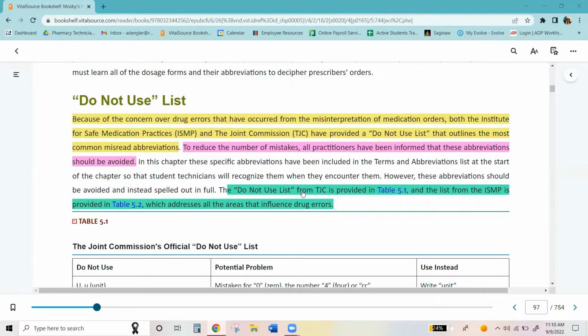Because of the pharmacy errors in transcribing, we have a do not use list. The ISMP, the Institute for Safe Medication Practices, and the Joint Commission have provided this list that outlines the most common misread abbreviations. To reduce the number of mistakes, all practitioners have been informed that these abbreviations should be avoided. And in this table, we will see the do not use list from the Joint Commission. And then in table 5.2, we will see the list from the ISMP.